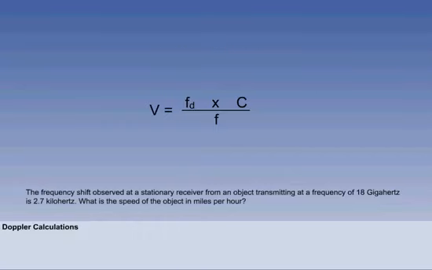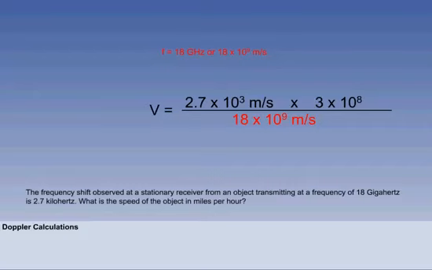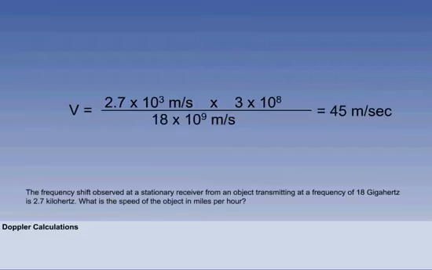We are given FD as 2.7 kHz, which is written as 2.7 times 10 to the power of 3 per second. C is 3 times 10 to the 8th. The transmitter frequency is given as 18 GHz, written as 18 times 10 to the power of 9. Put this all together, and the answer is 45 meters per second.